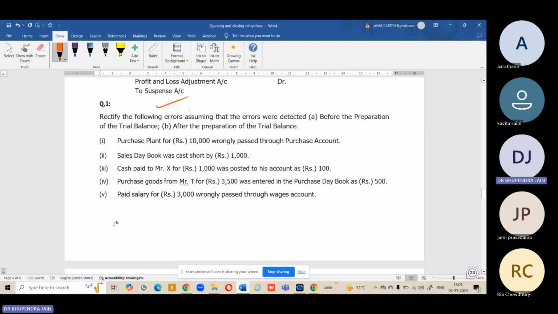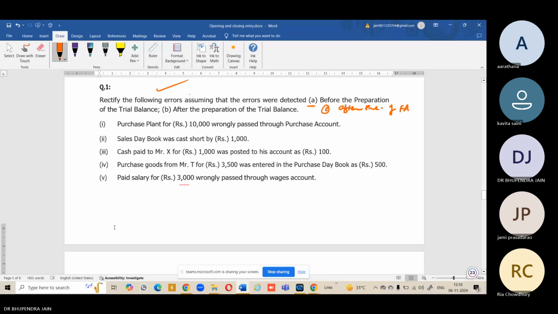Now check. Rectify the following errors, assuming that the errors were detected, number first case, before preparation of trial balance, and number second case, after preparation of trial balance. Okay. In both the cases, we will pass the rectifying entries. Third case may also be possible, after preparation of final account.